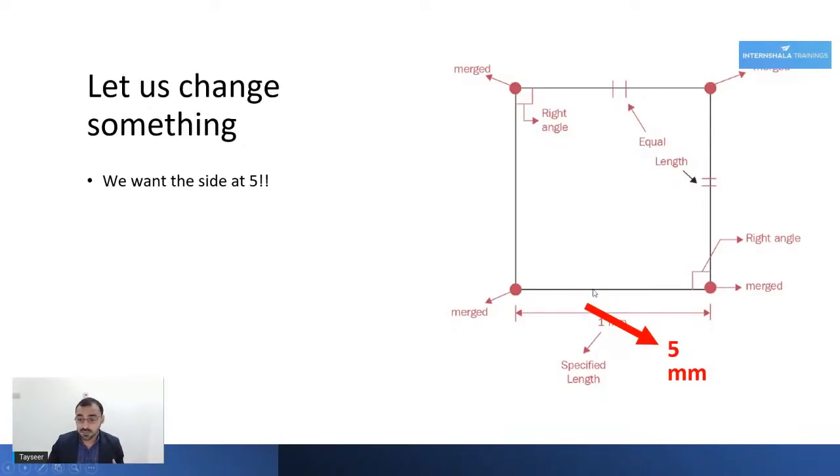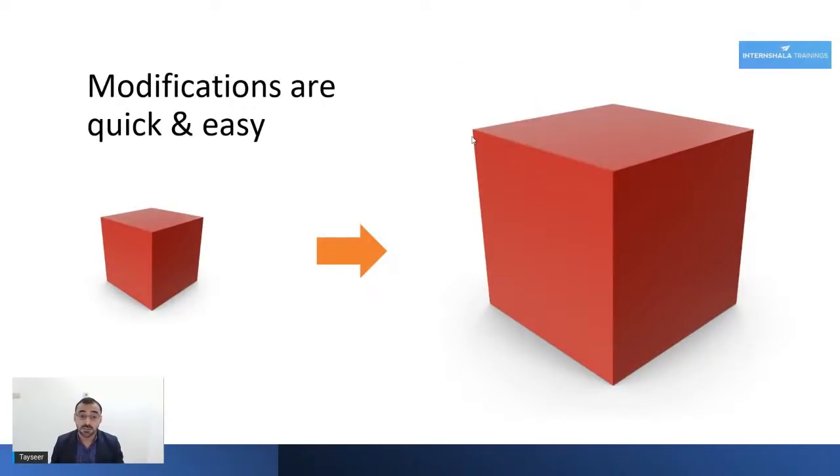This means that this line in the bottom will grow to 5 millimeter. Those merged lines will still be merged. Those right angles will still be right. Those equal lengths will still be equal. And then this extrusion will still be of equal lengths. And then all of a sudden, we have changed the 1 millimeter cube into a 5 millimeter cube. Very quick, very fast, very efficient.